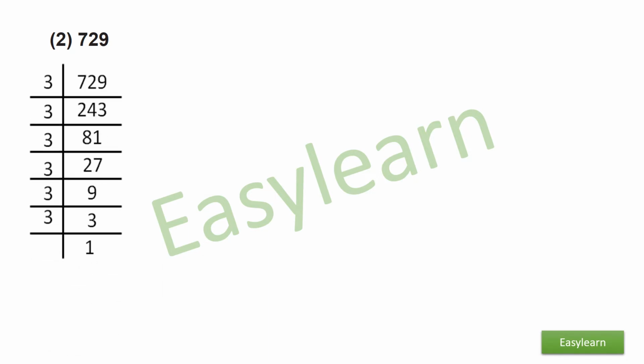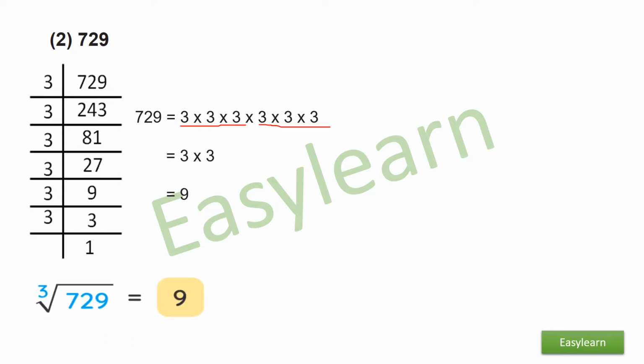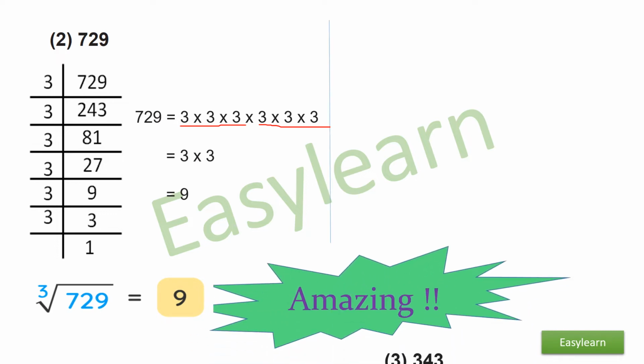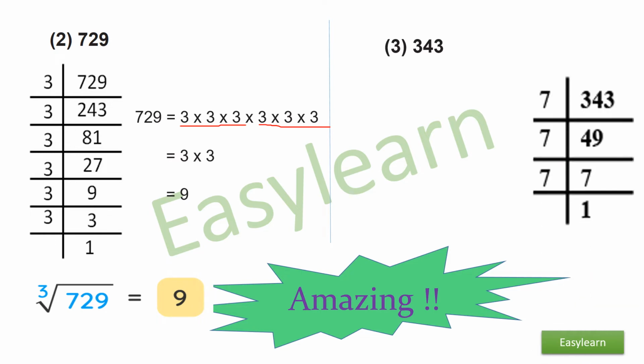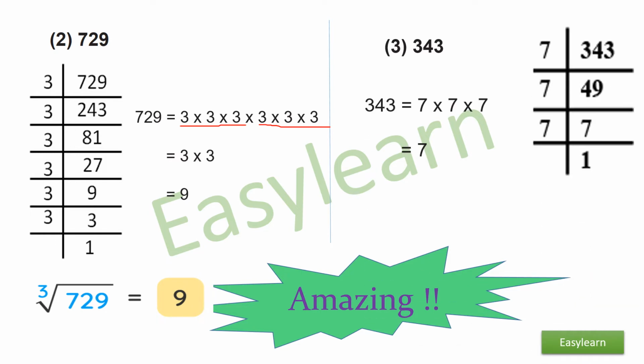Second, 729. So by the factorization method, these are the factors. Now let us find the common factors here. The common are 3 and 3. Therefore, you have the cube root as 9. Therefore, the cube root of 729 is 9. Third, 343, the factors are here, and here the common is 7. So the cube root of 343 is 7.